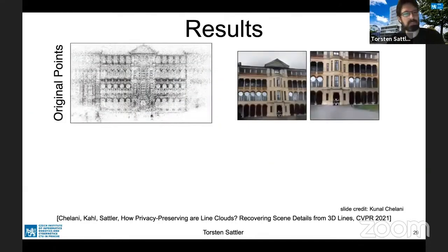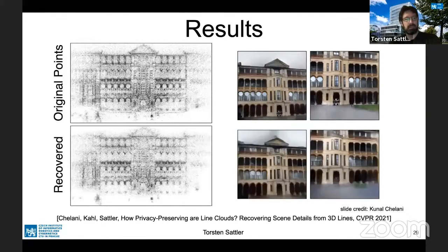Here are some results. This is the original point cloud, and you see two images recovered from that point cloud using this inversion scheme that I showed before. And this is the point cloud that we recover using our algorithm from a line cloud. You see it's much more noisy. And this is actually already a cleaned up point cloud. We filter out some gross outliers. But still, it's good enough that if you render images using that point cloud and color and descriptors, what you see in those images is meaningful to a human.